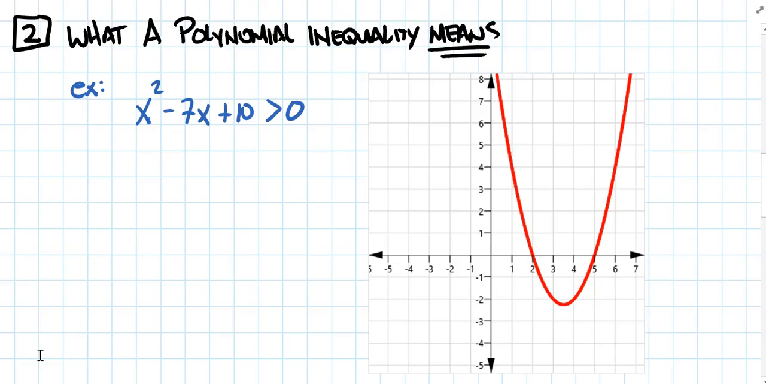Okay, now that we know what a polynomial inequality is, we can talk about what a polynomial inequality means. Okay, so let's do this real basic example. I have x squared minus 7x plus 10, and I've set it greater than 0. Another way of asking the same question that I really want you guys to understand is what values of x make the statement true?